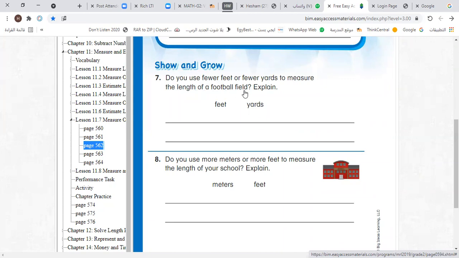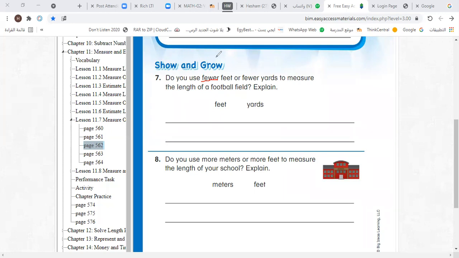We know that 1 yard is greater than, is longer than, 1 foot. So, 1 yard is greater than 1 foot. Now, do you use fewer feet or yards? I said to you fewer means the longer. Which one is longer, foot or yard?